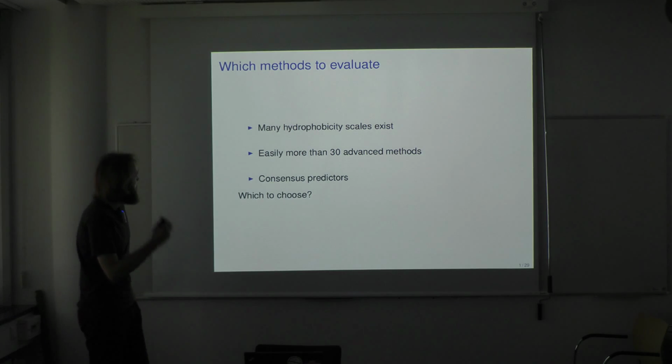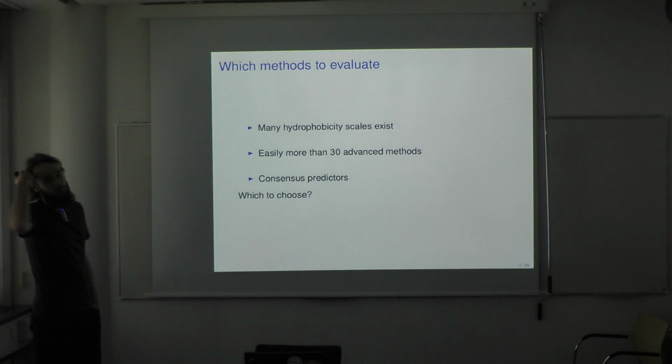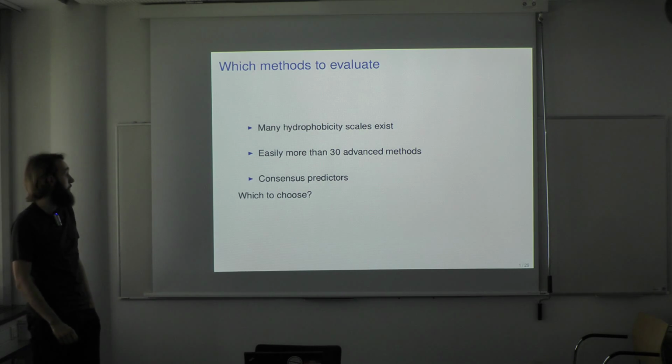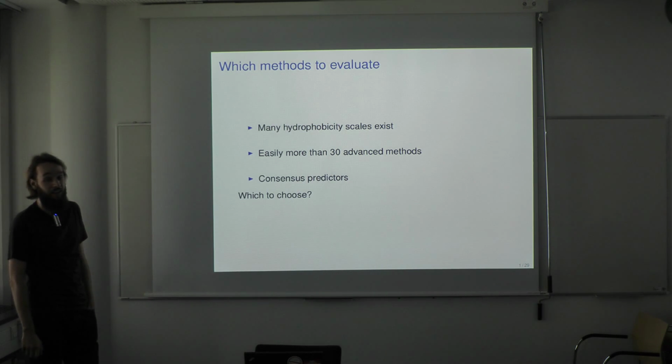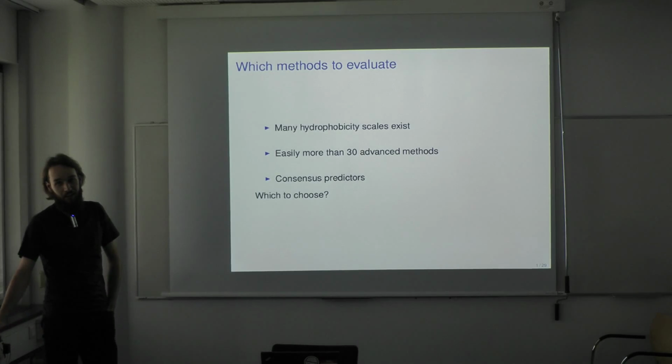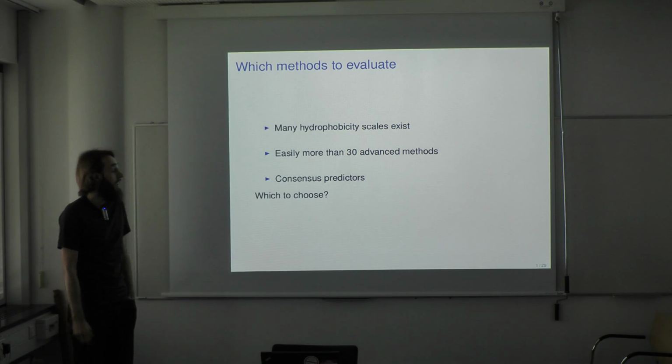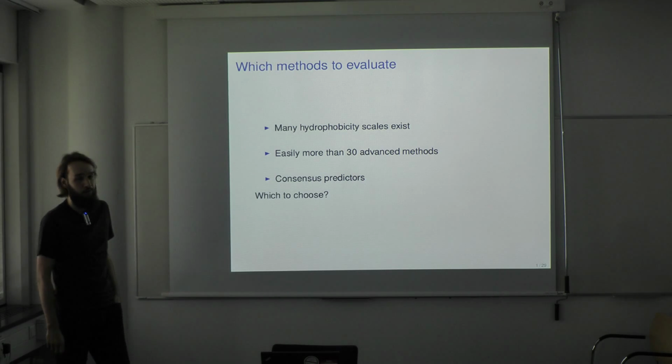Okay, so let's start. First of all, the question is, which methods do we even evaluate? You might remember from the last lecture that there's a ton of hydrophobicity scales. They all differ, they kind of agree, they kind of don't, and all of these, in a way, you could consider their own prediction method. Then on top of that, of course, you have many methods from several decades of development that use advanced machine learning models such as neural networks, SVMs, HMMs, and so on.